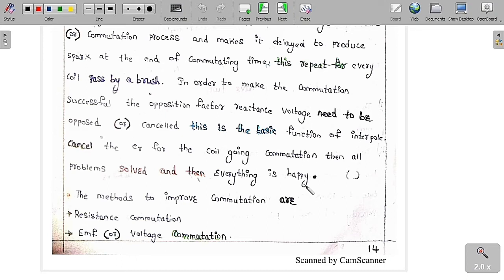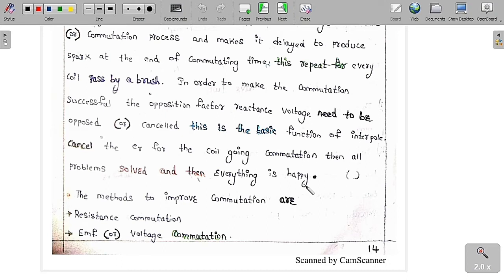This produces sparking at the trailing edge of the brush. Practically, the coil undergoing commutation has a small inductance, and due to the change in current, a voltage is induced in it, which is called the reactance voltage. According to Lenz's law, it will oppose the change in current, or the commutating process, and makes it delayed, producing a spark at the end of the commutating time. This repeats for every coil which passes through a brush.